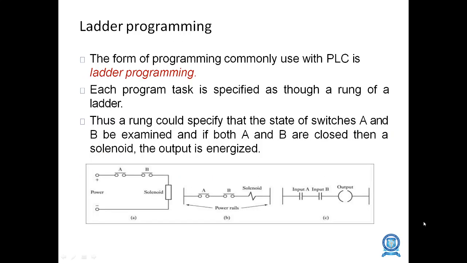Ladder programming. The form of programming commonly used in PLCs is ladder programming. Each program task is specified as a rung on the ladder. Thus, a rung could specify that the states of switches A and B can be examined, and if both A and B are closed, then the solenoid output is energized. A and B are switches connected to power rails at both ends, and input and output are given in the ladder diagram.